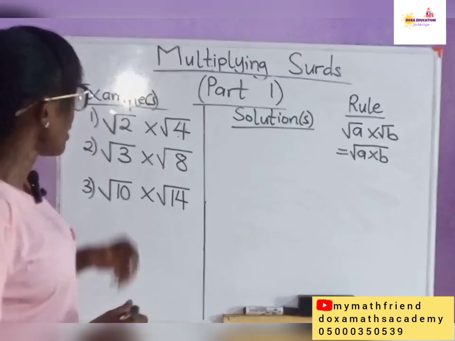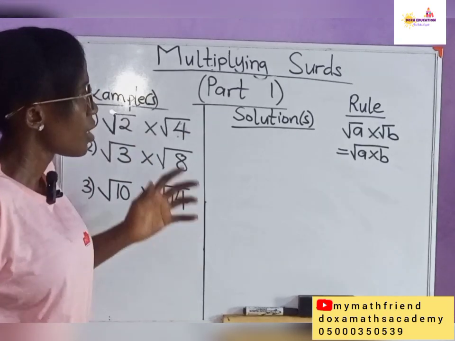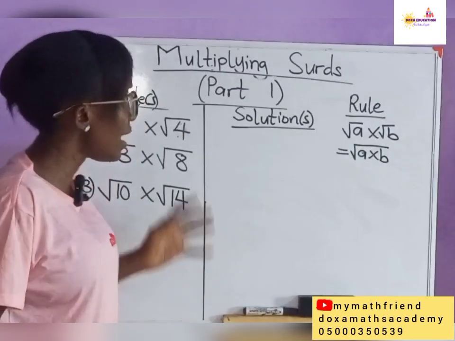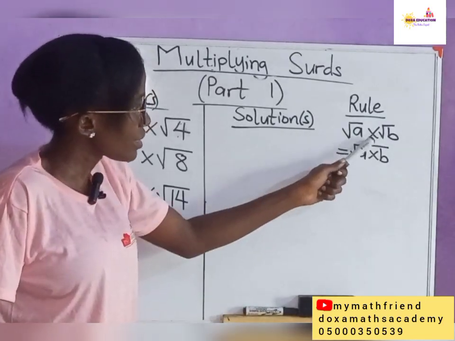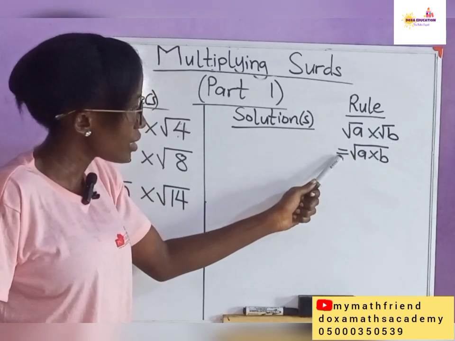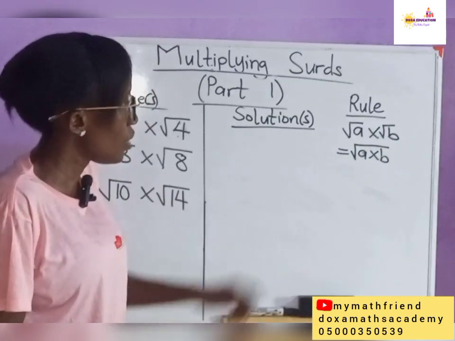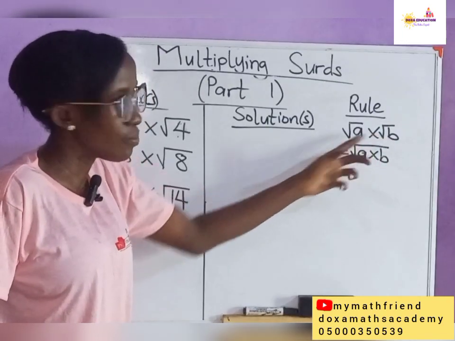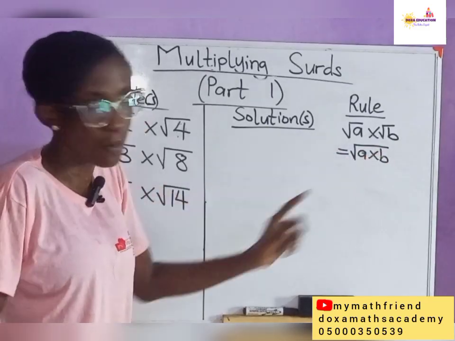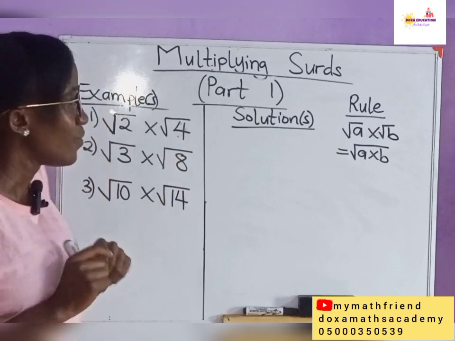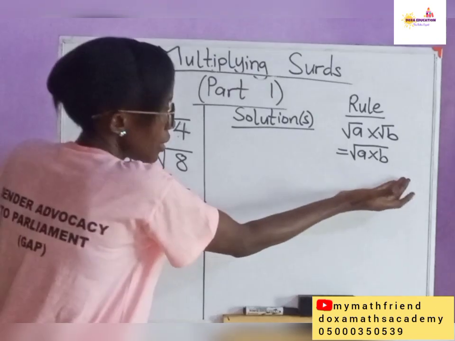Good. Now we have root 2 times root 4 and the other examples. Before you multiply, there's a rule that guides multiplication of surds. The rule says that root A times root B is equal to all of them in one root, root of A times B, like this. So you have two separate roots multiplying themselves. What happens is that they all come under one root, one umbrella. Very good. So let's look at how we can multiply these examples following this very rule.